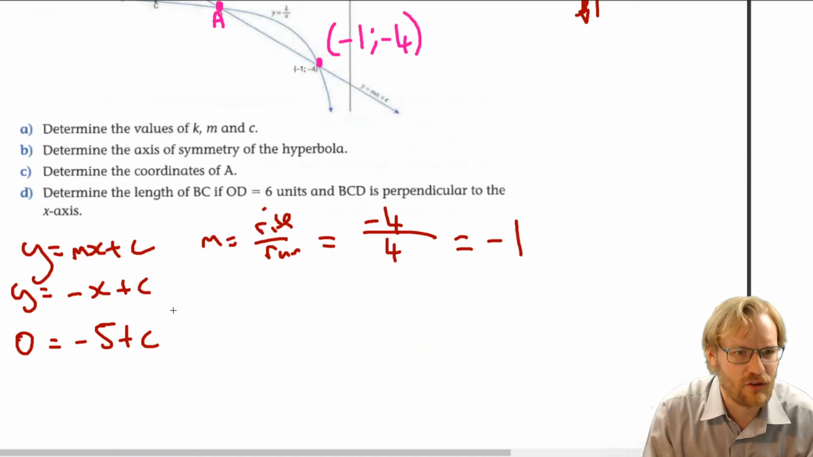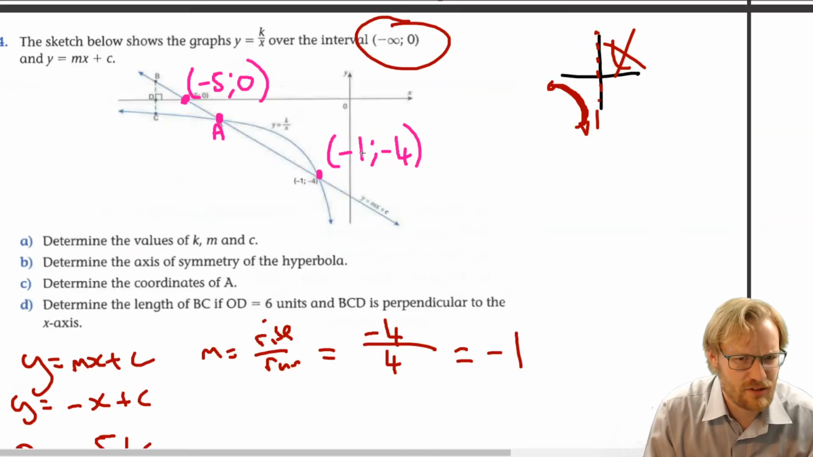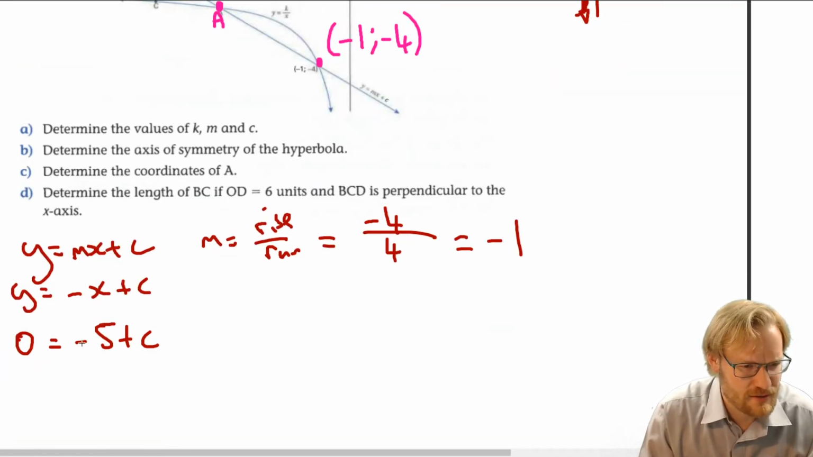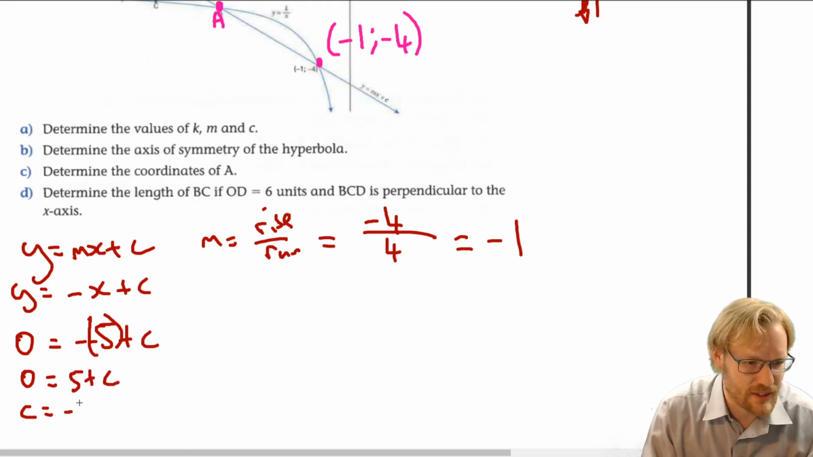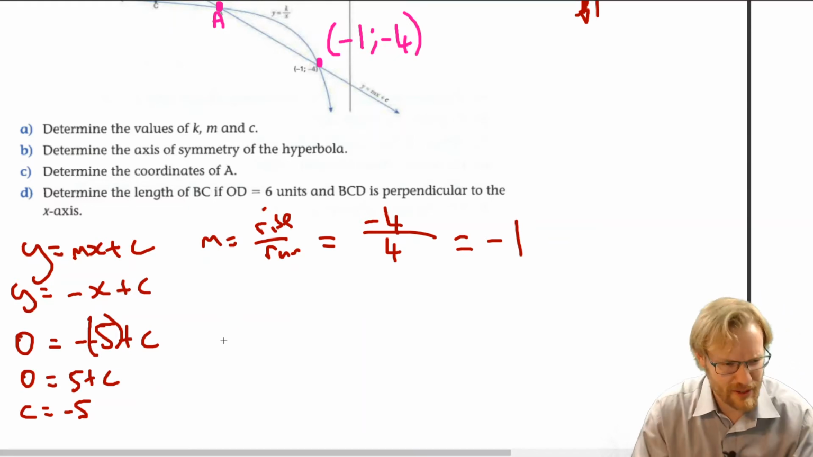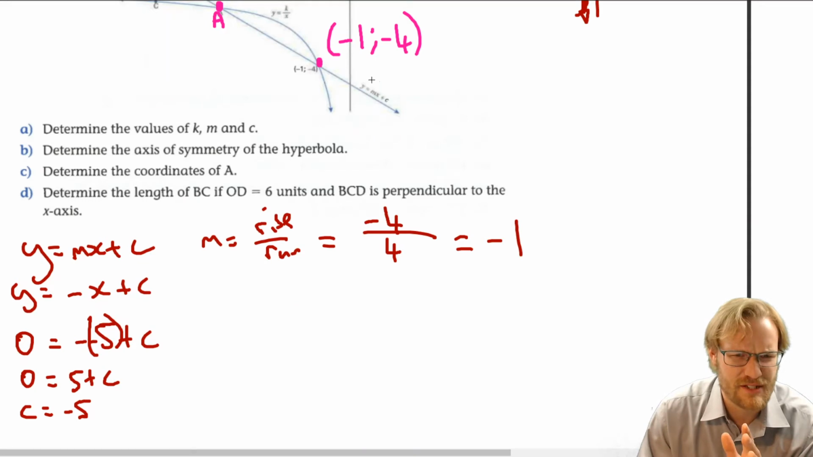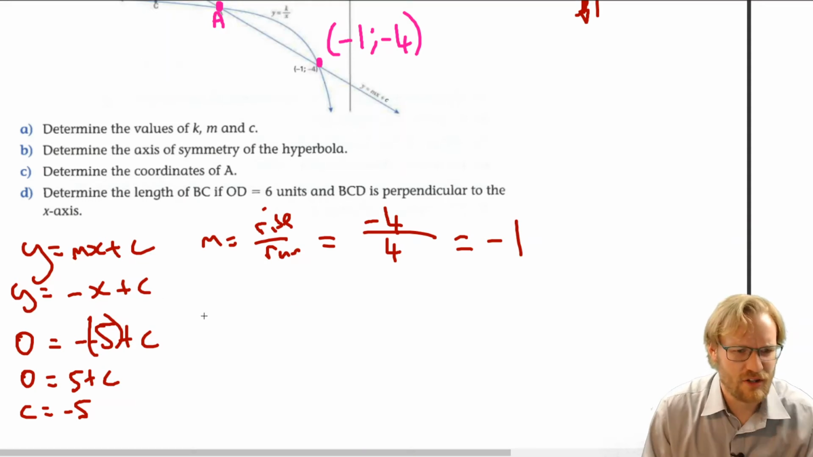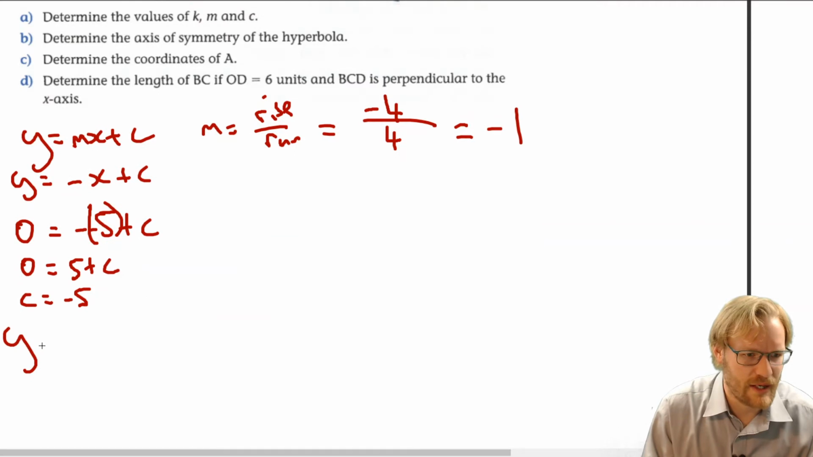Why does that feel wrong? Because c couldn't be a positive value, then our y-intercept would be up here. So where's the error? It's negative x, and our x is actually -5. So 0 equals negative, and a negative 5 plus c. So c must be -5. Okay, genuine mistake, to be honest, but I picked it up because c being 5 didn't fit in. I thought that doesn't work. Okay, so c is -5. So let's finish off our equation and go y equals -x minus 5.